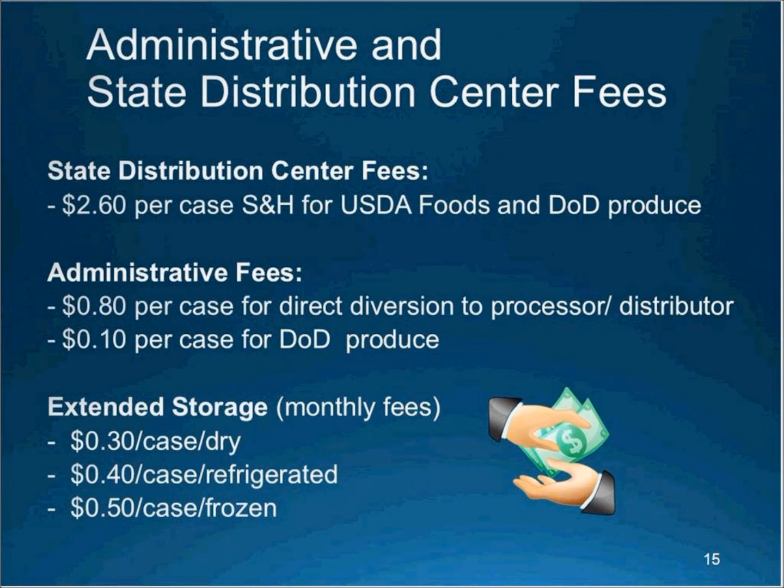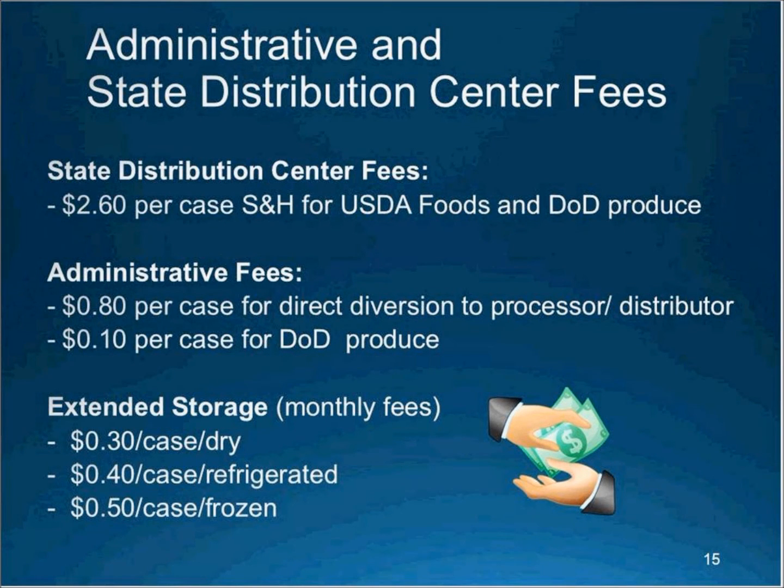The CDE food distribution program has various fees in place to help cover costs of administering the program. The CDE charges allocation agencies and state co-op members a shipping and handling fee of $2.60 per case for USDA foods and DoD produce delivered by the state distribution center. The CDE also charges an administrative fee of 80 cents per case for bulk USDA foods diverted directly to a processor or distributor. An administrative fee of 10 cents is charged for each case of DoD produce that is delivered directly to an agency by the prime vendor or distributor.